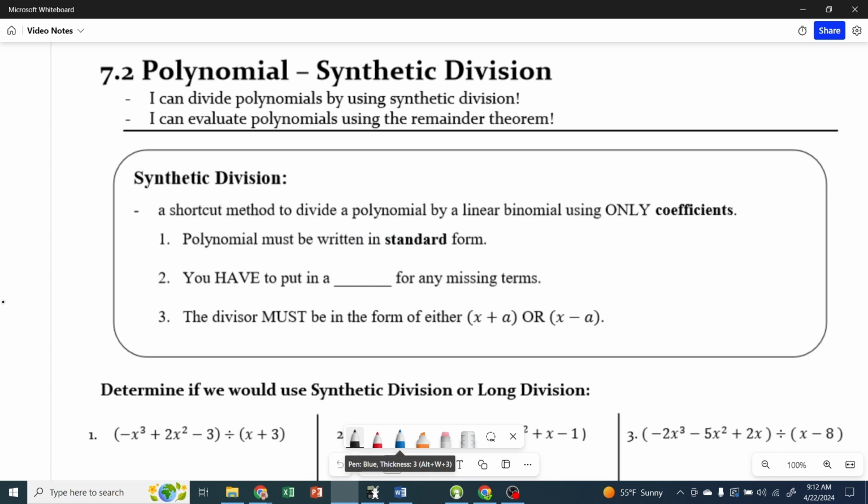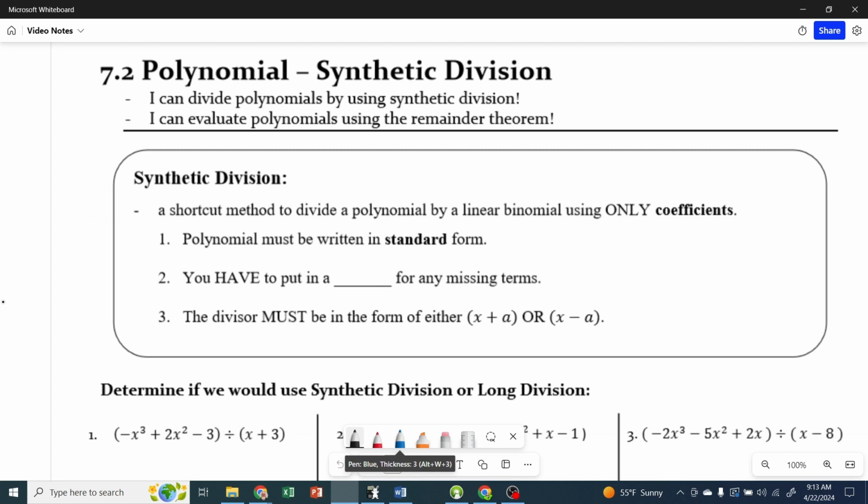Welcome to Algebra 2, Unit 7, Section 2, Polynomial Synthetic Division. After this lesson, you should be able to divide polynomials by using synthetic division and evaluate polynomials using the remainder theorem.